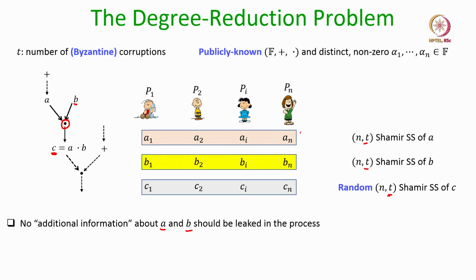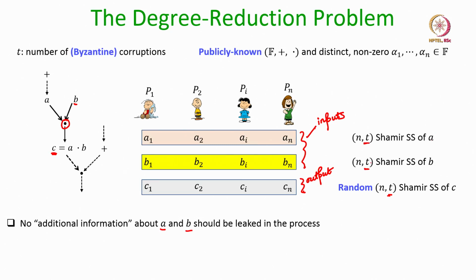So, these are the inputs and this is the output. Why is it called a degree reduction problem? Because the A and the B values are secret shared through a t degree sharing polynomial.